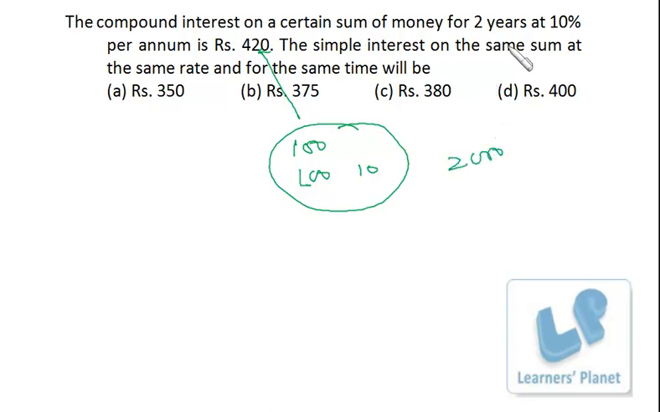Right, now we have to find out simple interest for 2 years at 10%, so it will be 20% of 2000, that is 400 rupees. Right, no formula, nothing is required, hardly any paperwork is required.